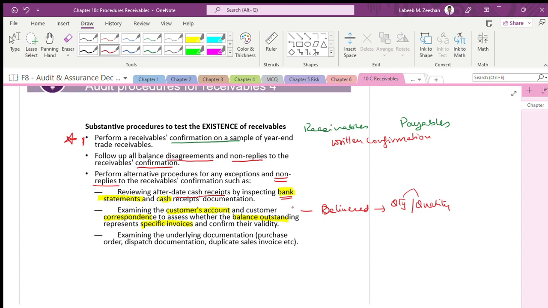Examine the underlying documentation: purchase order, dispatch documents, duplicate sales invoices. We should not say that we are stopping here. You examine, is it right? Examine the documentation, examine the dispatch, whether it has been delivered or not. You have duplicate invoices. One is the customer's copy, one is the accounts copy, one is the sales department copy, one is the office copy. Likewise, you will have different copies.